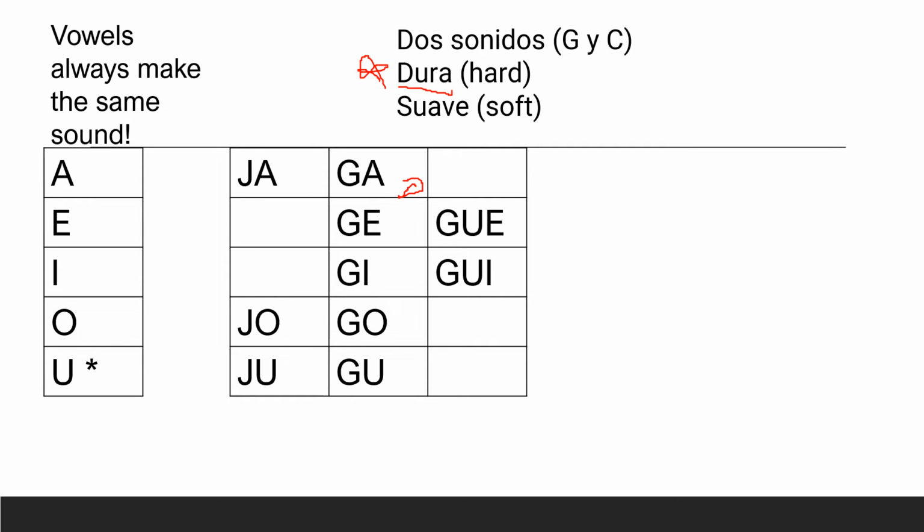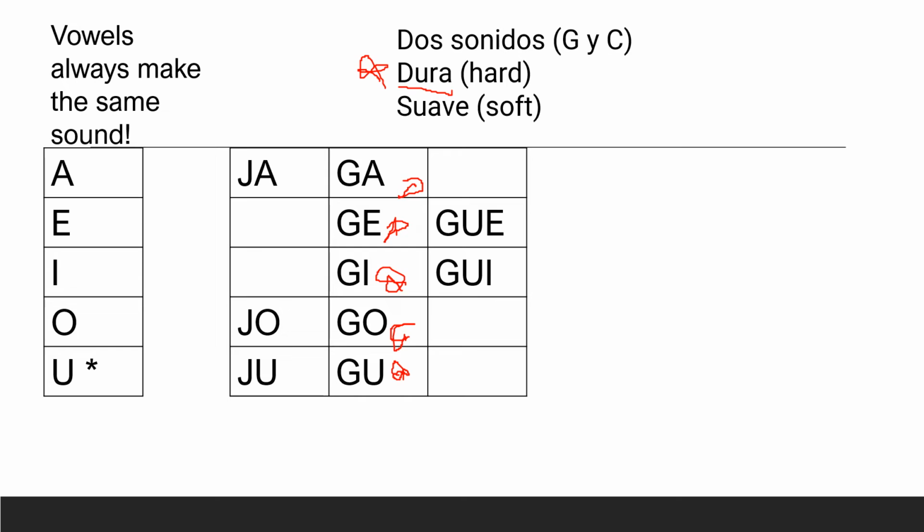Ga, he, he, go, gu. Those are terrible stars. I'm so sorry, but they're marks anyway. So again, we have the hard G sound next to a, o, and u. Ga, go, and gu. Our soft sounds are with e and i. I want to make these consistent for you, the letras en español. All right, so we have the hard sounds with a, o, and u, and the soft sounds with e and i.